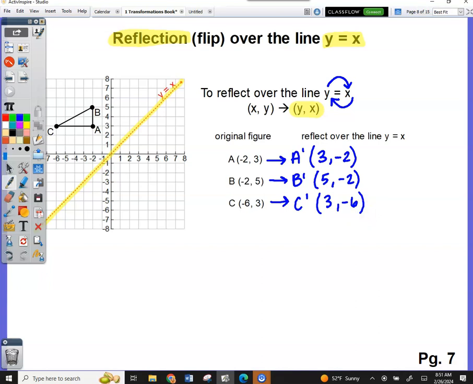So remember, be careful with the coordinate points. The first one's right or left. The second one's up or down. I'm going to go right 3 down 2. Right 5 down 2. Right 3 down 6. Now you might be thinking, this doesn't look like the same size as what it started as, but mine's a little distorted because it's going through 3 screens to get there. Notice how I can visualize if I folded the paper along that diagonal, those pictures should match up.